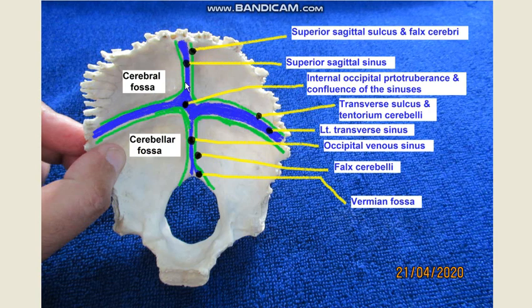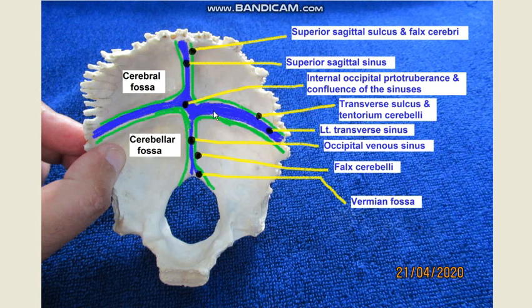The groove that is going superiorly is actually the superior sagittal sulcus. Its margins give attachment to the falx cerebri, which is a fold of the meningeal layer of the dura mater, and the attached margin of the falx cerebri lodges the superior sagittal sinus. You can see the superior sagittal sinus. It is within the folds of the falx cerebri.